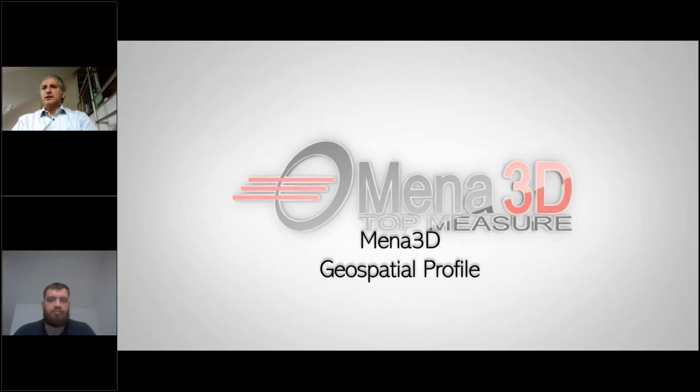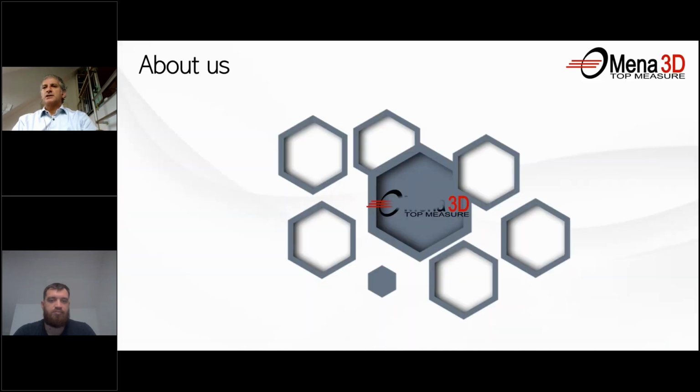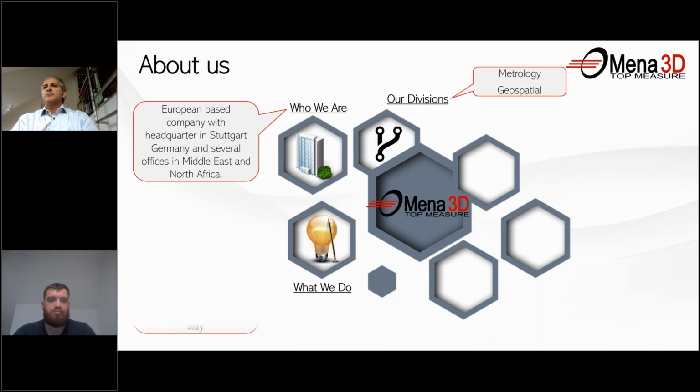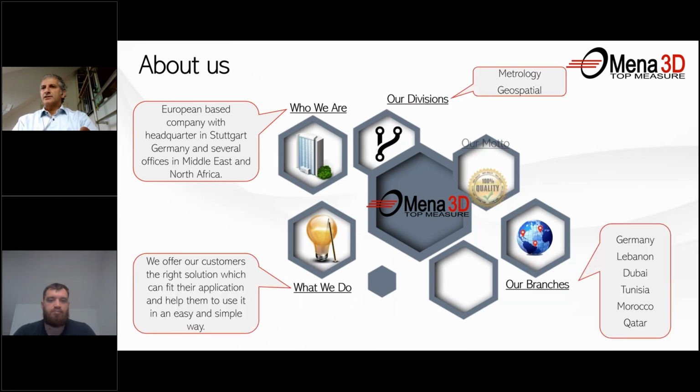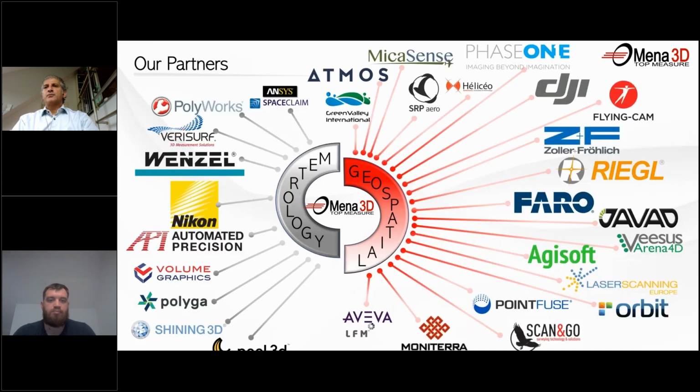Dear audience, I would like to give you a few slides about MENA3D, who we are and what we do. MENA3D is a German-based company with a head office in Stuttgart, in the south of Germany, but we also have a few offices in the Middle East and North Africa. With our partners, we try to provide a completely ready, fully integrated solution of hardware and software, depending on the needs of the end user. We work with many prominent and important international names to complete this solution for our customers' needs.